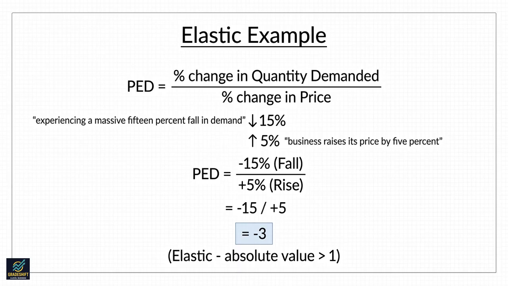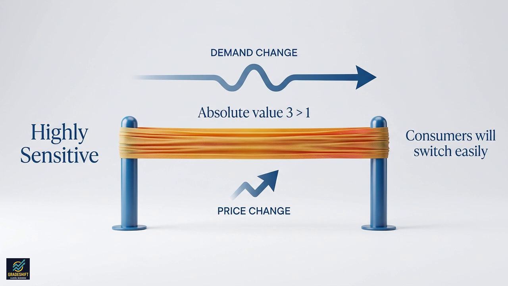For example, if a business raises its price by 5% and experiences a massive 15% fall in demand, the resulting calculation is minus 15 divided by plus 5, giving a PED of minus 3. Because the absolute value of minus 3 is greater than 1, this product is highly price elastic. Consumers are extremely sensitive to price changes, and the business must be very careful with its pricing strategy.